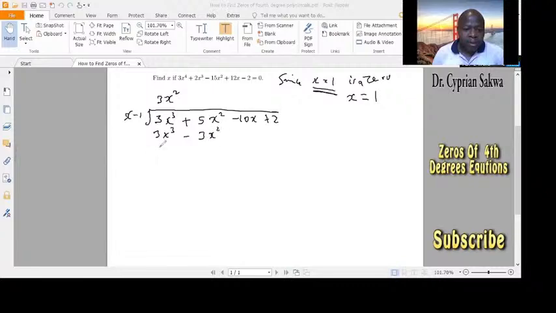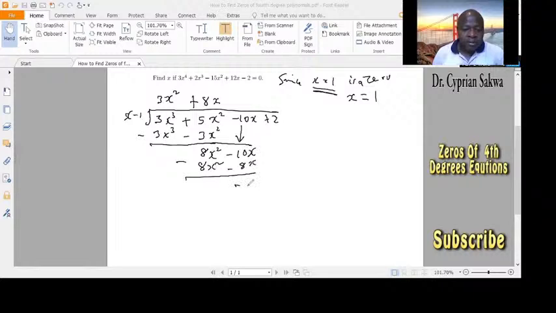Plus 3x squared. Subtract this, you have a 0 here, and you have 8x squared. Bring this one down, you have minus 10x. So this will go there, 8x times, so 8x. So 8x times that, you have 8x squared and minus 8x. Subtract. This will give you 0, and this will give you minus 2x.